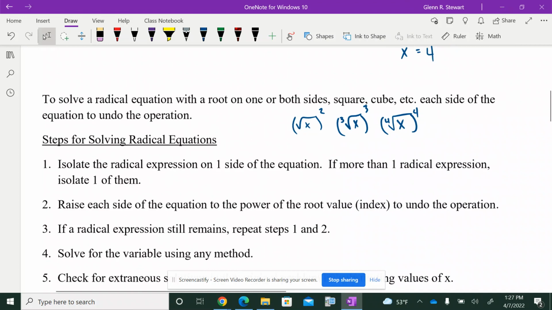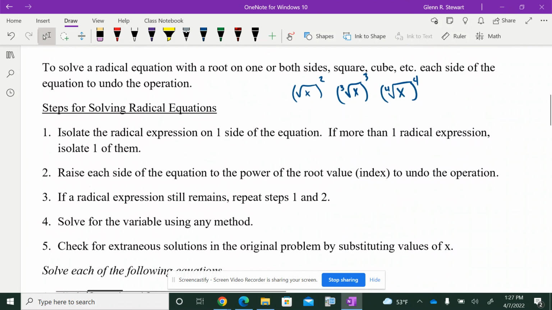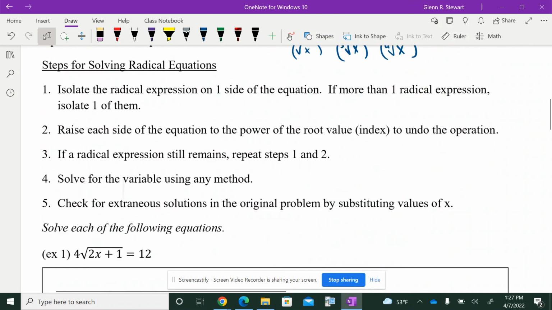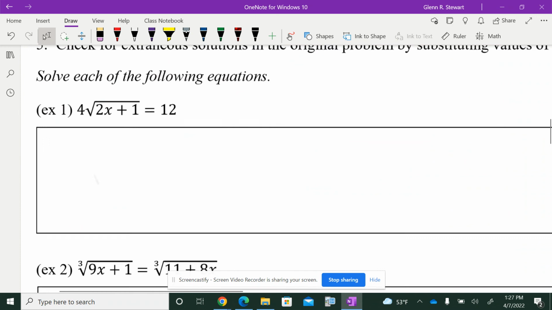Hey, today we're going to talk about 8.8. There are some steps for solving radical equations. We're going to get into it with example number 1.